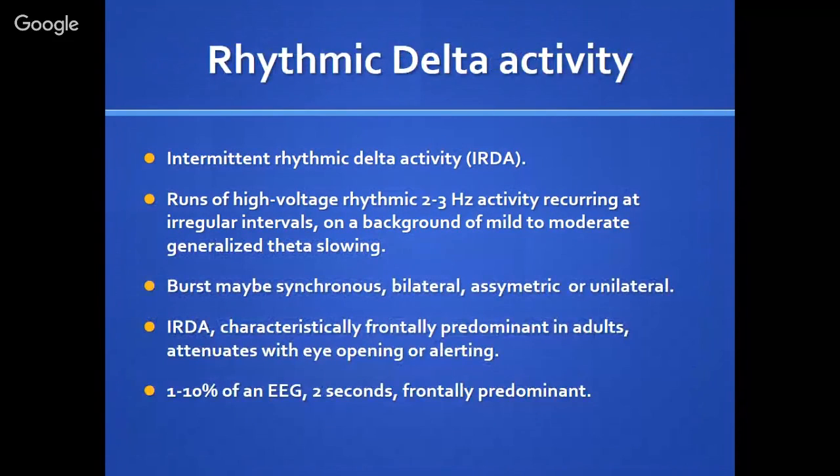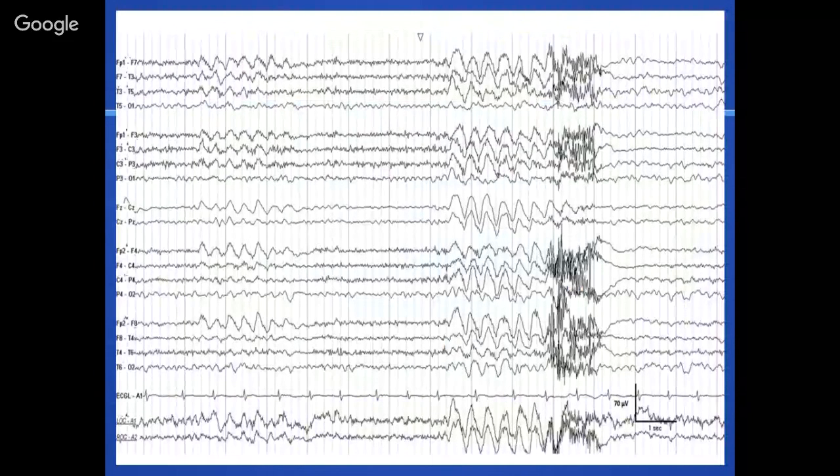Rhythmic delta activity. We all talk about this rhythmic delta activity: TIRDA, SIRDA, or FIRDA, or OIRDA in children. High voltage 2 to 3 hertz activity recorded at irregular intervals, on a background of mild to moderate generalized slowing. It characteristically is frontally predominant in adults, FIRDA, and attenuates with eye opening or alerting. Frontally predominant. So this is FIRDA, very good. And then it's intermittent, and it's rhythmic, and it's delta.